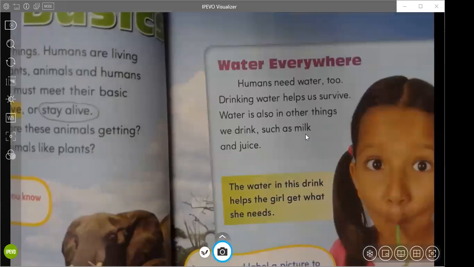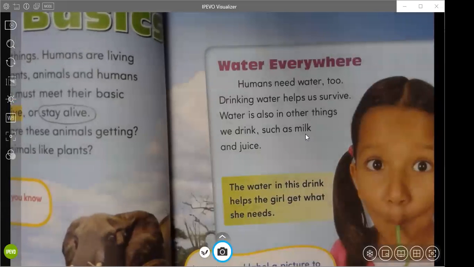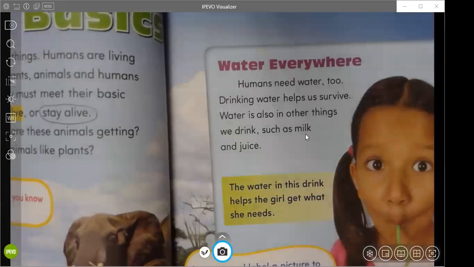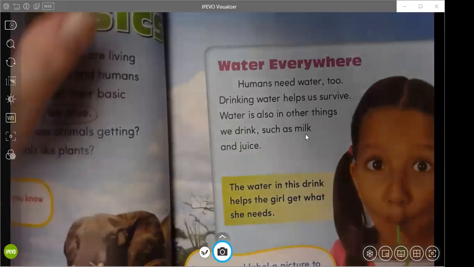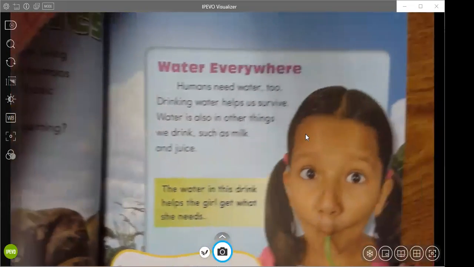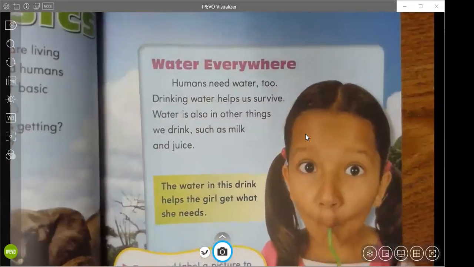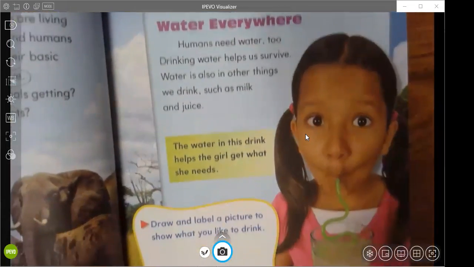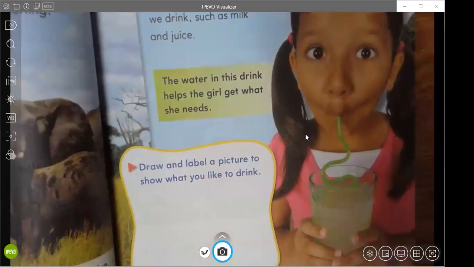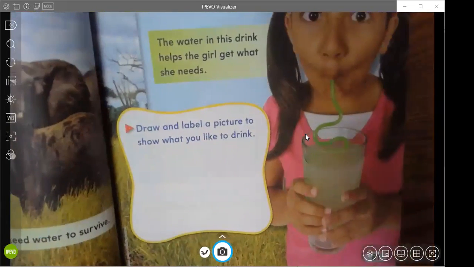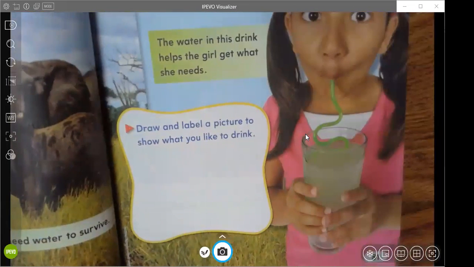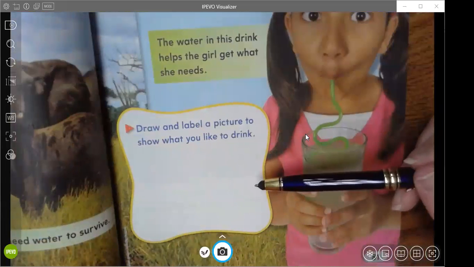All right, and then one more page, we're going to do water everywhere. Humans need water too. Drinking water helps us survive. Water is also in other things we drink, such as milk and juice. So the water in this drink helps the girl get what she needs. So then it says draw and label a picture to show what you like to drink. So go ahead and take the time to do that. I want you to draw it and label it.